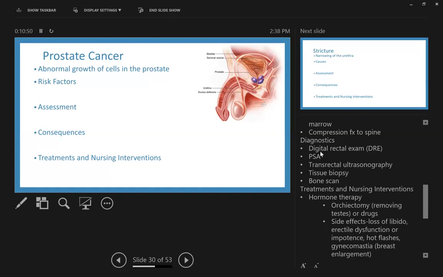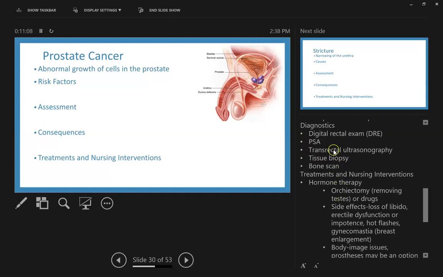The other thing is, it doesn't matter how high that number goes. It doesn't go up in relation to severity. It's like, yep, we've got something going on, or no, we don't have anything going on. Other things that can raise the PSA is simply an infection in the prostate, which can raise the PSA significantly as well. Transrectal ultrasound can be done, tissue biopsy, and a bone scan.